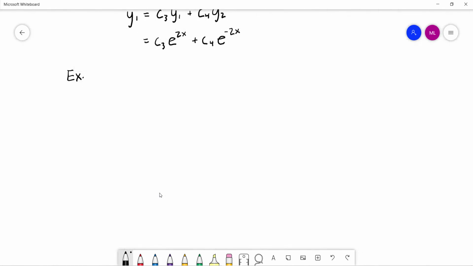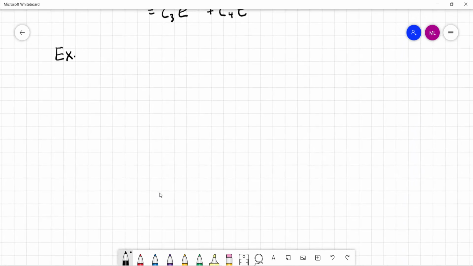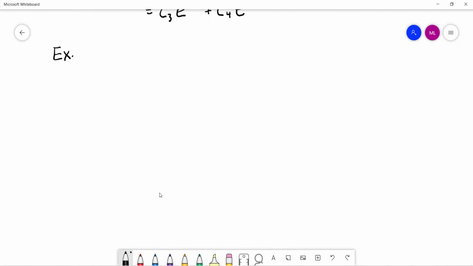So let's try another one. But let's just hypothetically say we're okay with plugging into the formula, which again on the homework and things like that is totally fine. So let's do this one: x squared y double prime plus 2x y prime minus 6y equals 0.